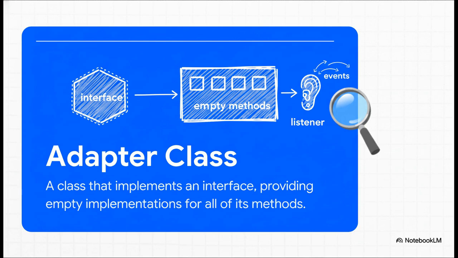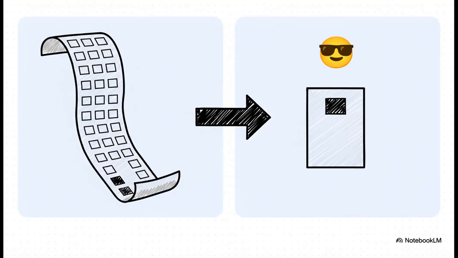Meet the adapter class. An adapter is a wonderful little helper class that's already done all the boring work for you. It's a class that already implements the listener interface and provides empty versions of every single one of its methods. Just look at the difference. It's night and day. On the left, if you implement Mouse Listener, you're forced to write out all 5 methods, even if you only need mouse clicked. But on the right, you just extend the mouse adapter. Now you only have to write the one method you actually care about. The result is exactly the same, but the code is so much cleaner.